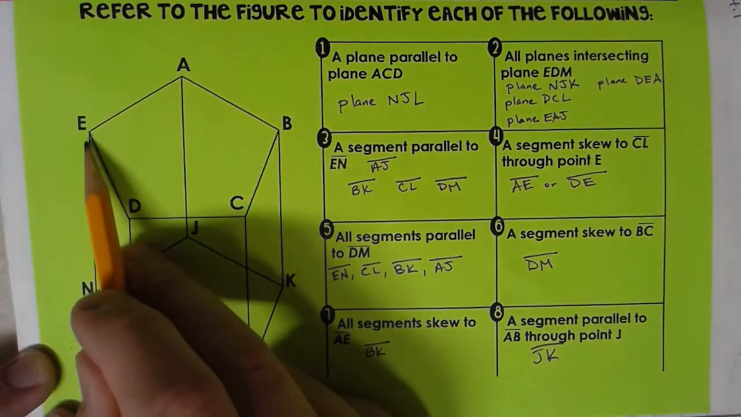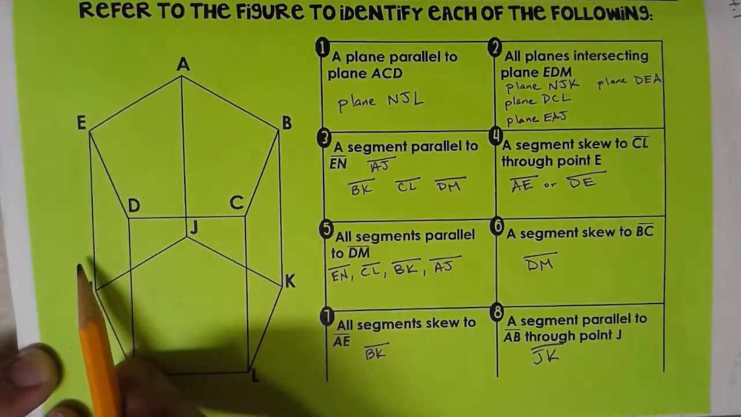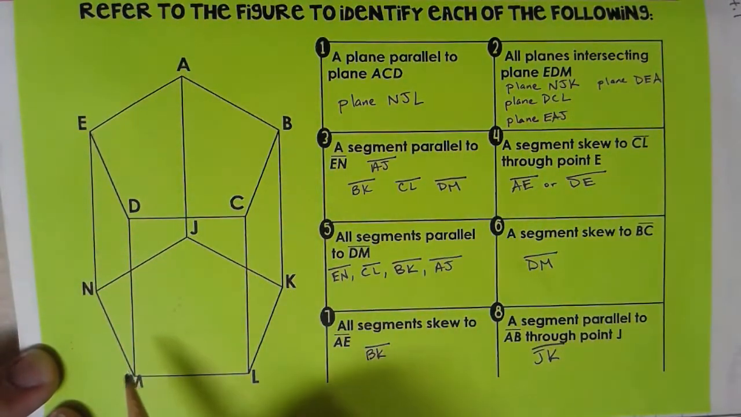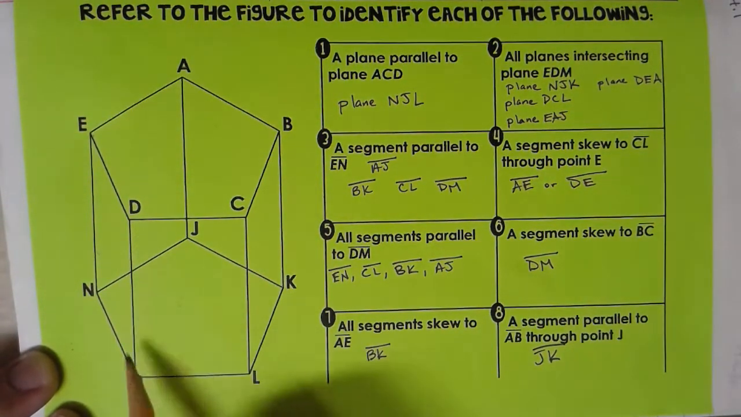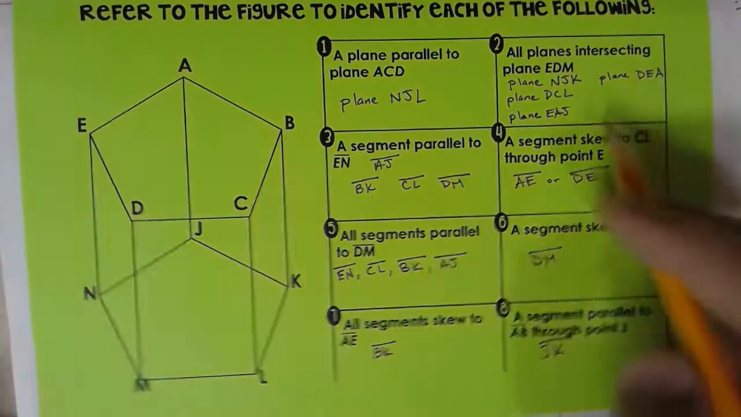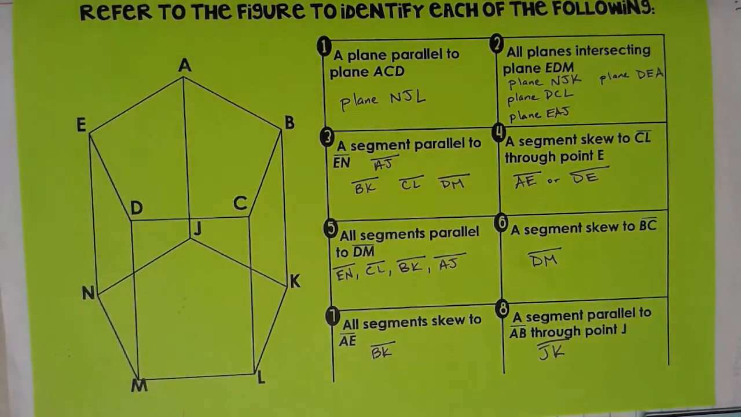Okay, now we look at the side. So this edge of it, plane EAJ. And then this edge of it, plane DCL. So that's all of the planes that are intersecting with EDM.